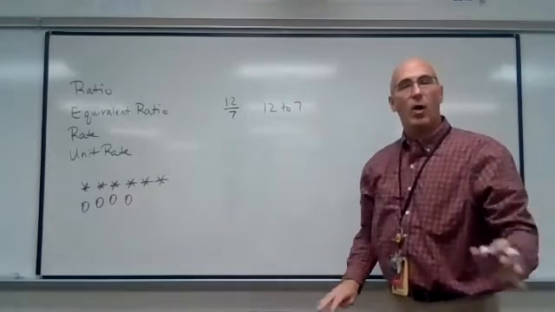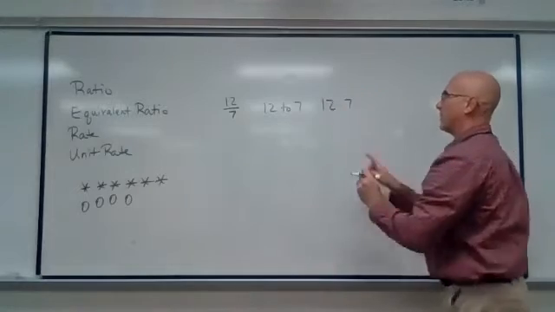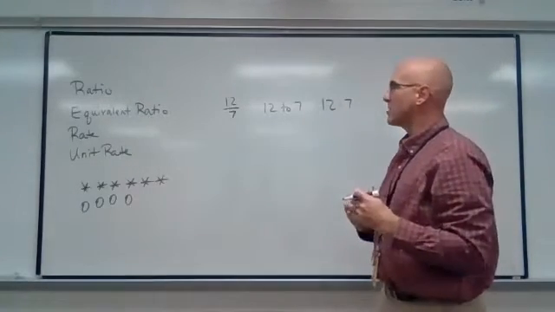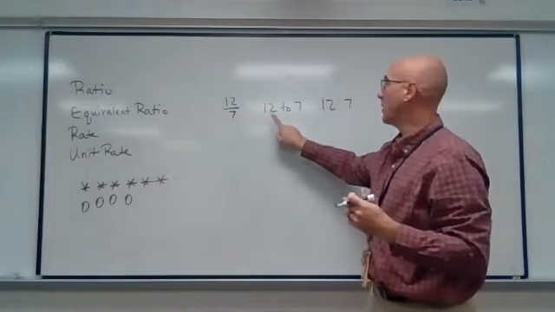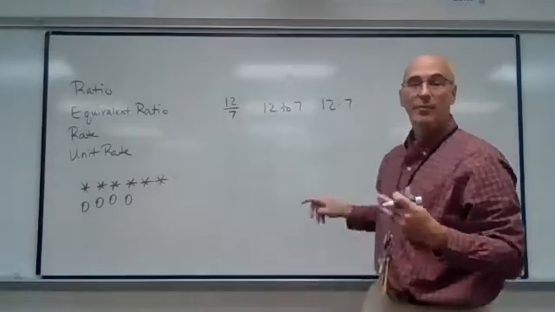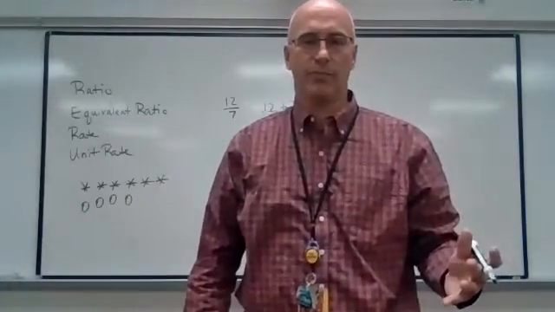And we could write it one other way. This one's kind of cool. 12 to 7 with a colon right there. These all are read the exact same way. So the ratio 12 to 7 could be written 12 to 7 or 12 to 7. Those are just the different ways of writing a ratio.